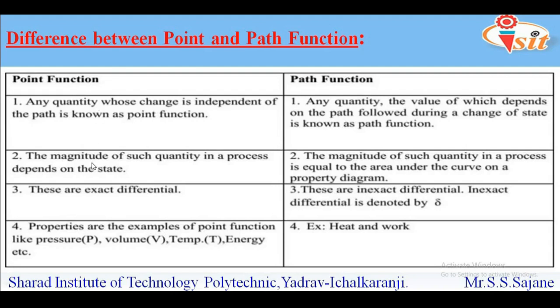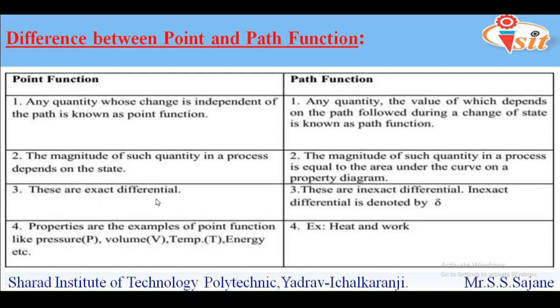Next, the magnitude of such quantity in a process depends on the state, whereas in case of path function, the magnitude of quantity, as in the example we have seen about the work. So the magnitude of work, which was given as 7 kilojoule or 10 kilojoule, that 7 and 10 are nothing but the magnitude. So the magnitude of this quantity will be equal to the area under the curve on a property diagram. We have seen this during the path function.